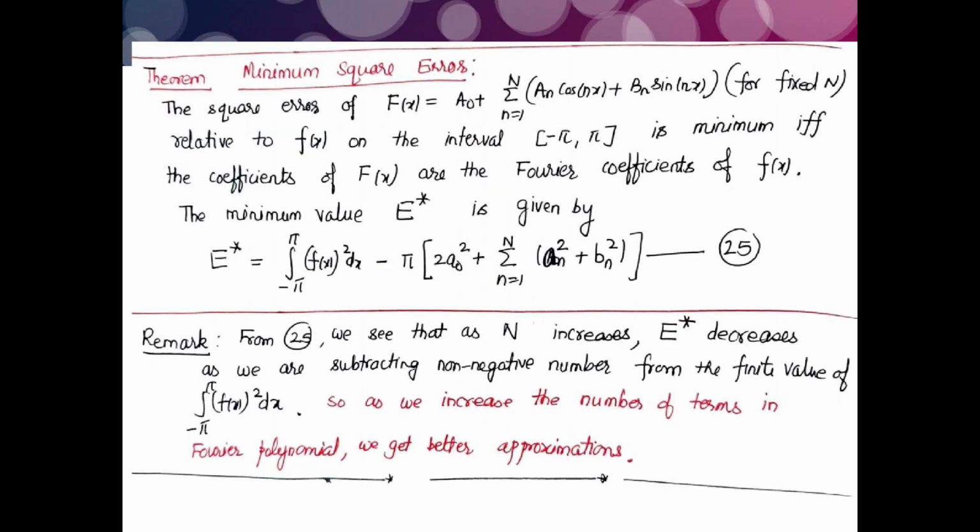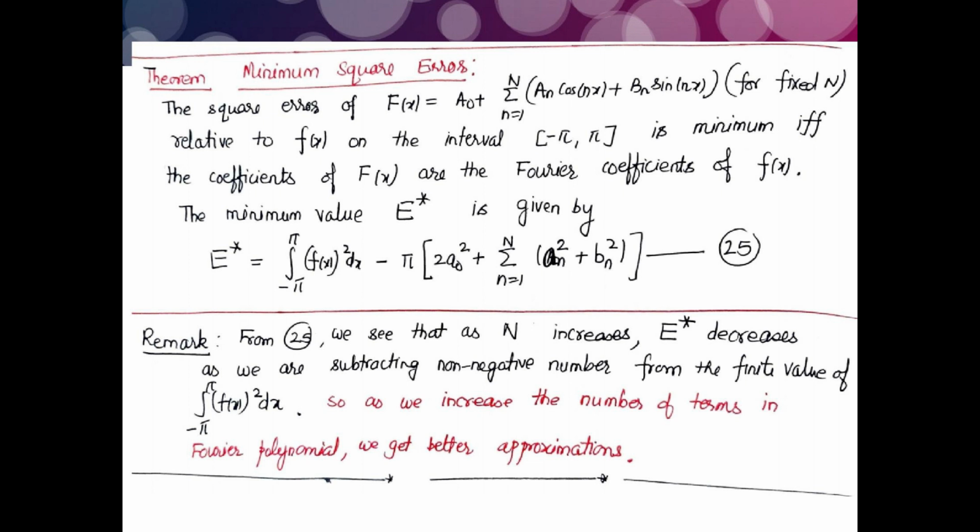So finally we have a very important theorem, minimum square error. It tells us that when we approximate a function f of x by any trigonometric polynomial, then the error is minimum if and only if the coefficients of the trigonometric polynomial are Fourier coefficients, or we can say that Fourier polynomial approximation is the best, and the error E star is given by equation number 25.